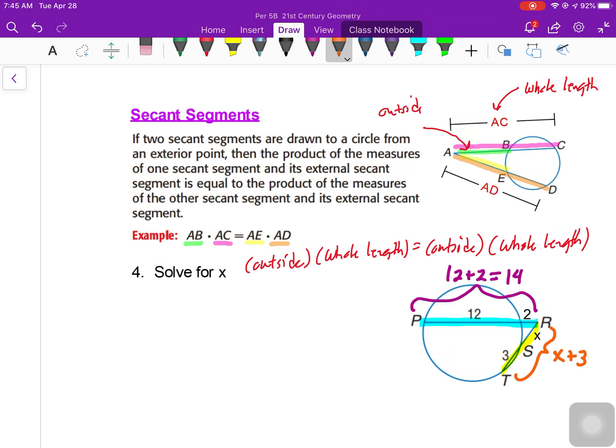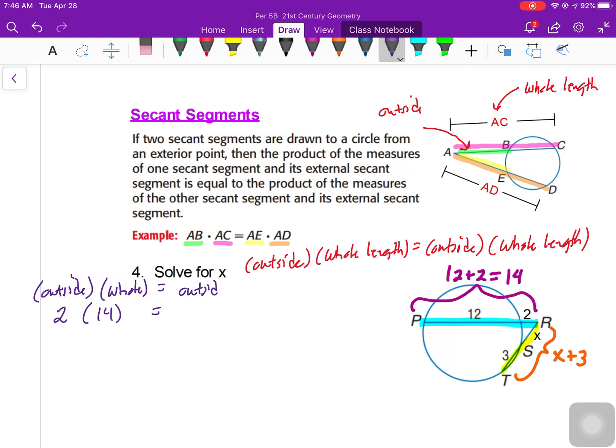So when I follow the outside times whole length, let's do the blue one first. The outside of the blue one is 2, that's the outside. And the whole length of the blue one, we came up with 14, so that's the whole length.